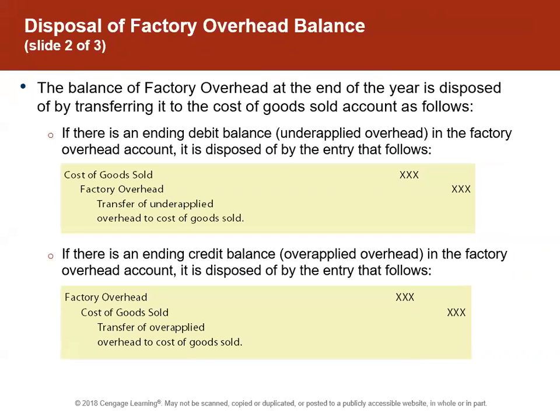We always want to, at the end of the month, make a journal entry that zeroes out factory overhead. So if it has a debit balance, obviously we need to credit it. And your debit is going to be to cost of goods sold.